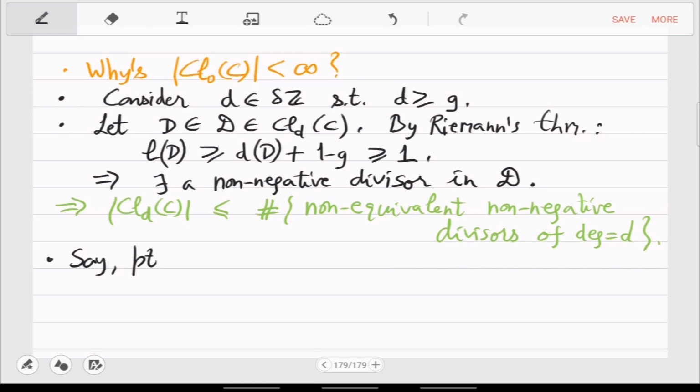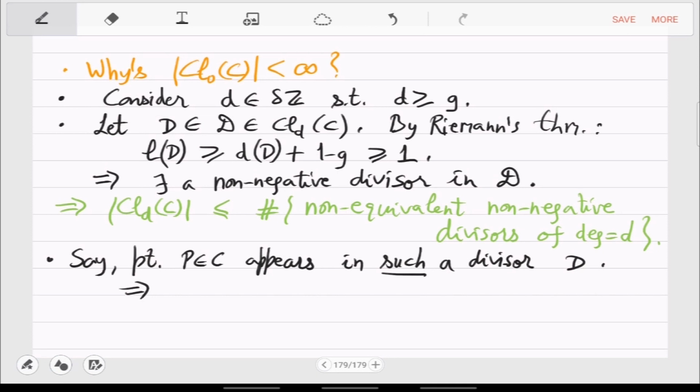So say point P appears in such a divisor, a non-negative divisor in CLD. Suppose P is a point there. So the degree of the point will be less than or equal to the degree of the divisor where it is contained, which is D.